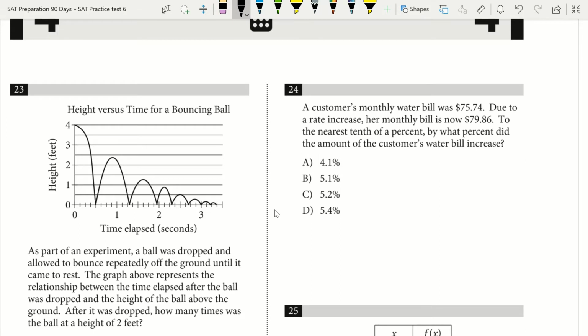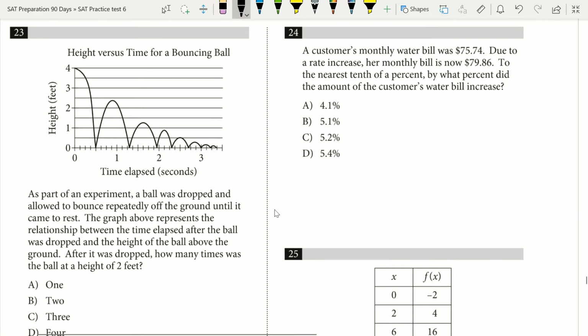So the height versus time for a bouncing ball. Okay, so I've got my time elapsed as part of an experiment as a ball was dropped and allowed to bounce repeatedly off the ground until it came to rest. The graph above represents the relationship between the time elapsed after the ball was dropped and the height of the ball above the ground. After it was dropped, how many times was the ball at a height of 2 feet? Okay, I just draw a line from a height of 2 feet. How many times was that ball crossing that line? I see it crosses here, here, and here, so that's going to be 3 times. So my answer there is going to have to be C for number 23.